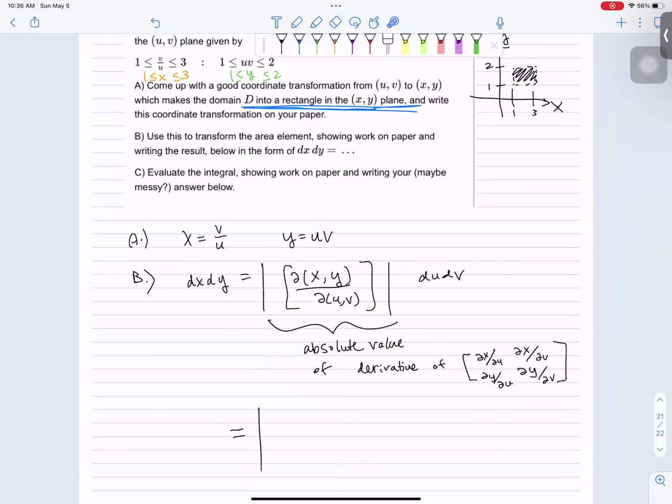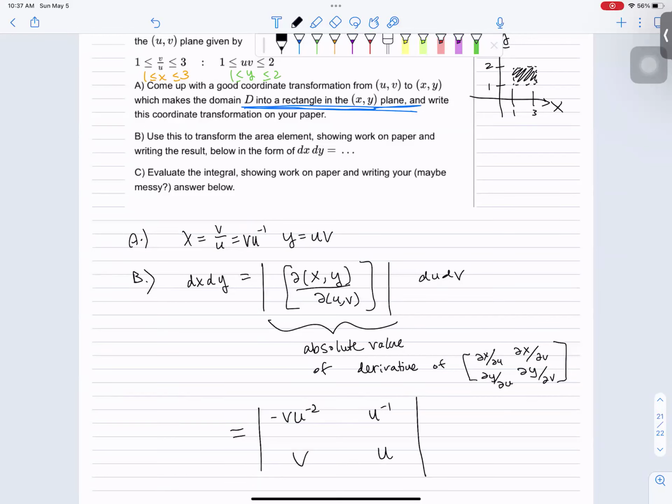What is the partial of x? X is v over u. What's that partial with respect to u? Let me write it as v u to the negative 1. Then I get negative v u to the negative 2. That's the partial with respect to u. What's the partial with respect to v? That's u to the negative 1. And then I look at y. What's the partial with respect to u? That's v. Partial with respect to v is u.